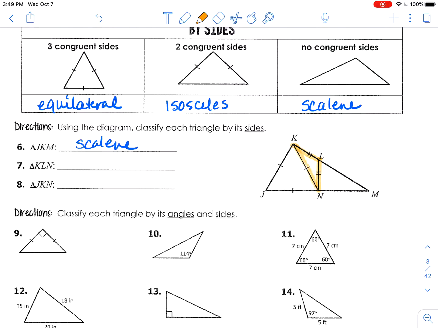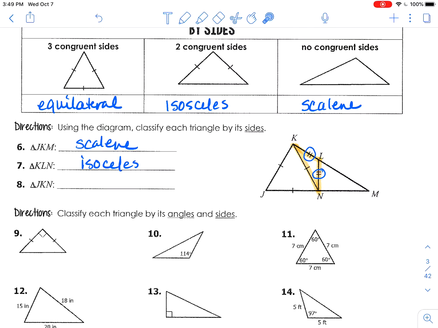Next up is KLN, so from K to L to N. Now the difference with this triangle and the first one are these little markings. These little two hash marks indicate that these sides are congruent. Side KL and side LN. Those are congruent. If we have two congruent sides, we have an isosceles.